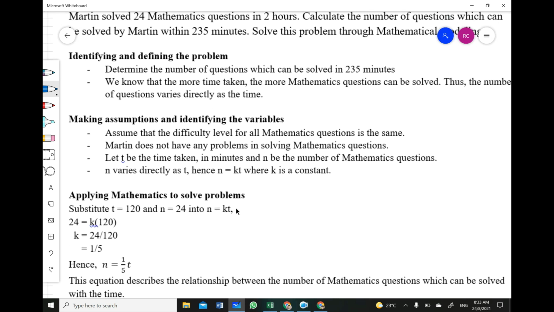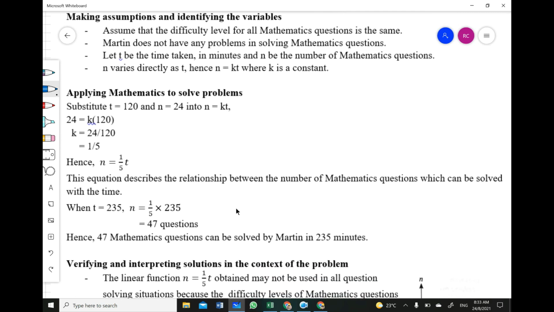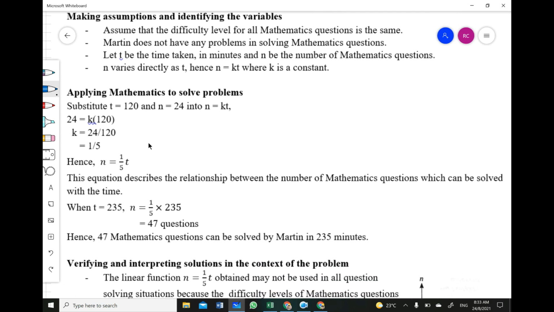That is direct variation. Now we look at applying mathematics to solve problems. So over here we are going to substitute all the values that are given from the information. So substitute t equals 120 and n equals 24, which is 24 questions in 120 minutes, to get the value of the constant. So the value of the constant is 1/5. After that you just substitute into the equation. Hence you are going to get n equals 1/5 t.